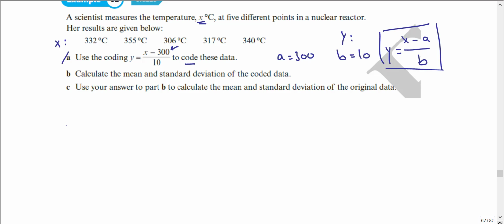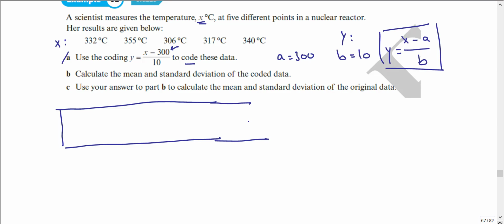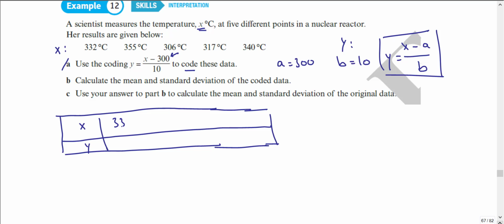So what do we do? We draw a table. Here we say this is x, the original data, and here y, which is the coded data. Put the values of x. We have 332, 355, 306, 317, 340. Use the rule here to get the y values.